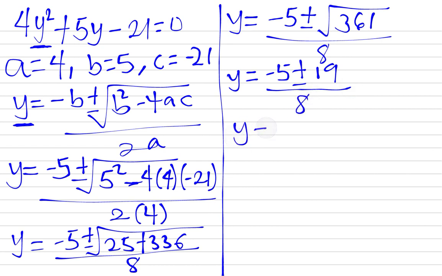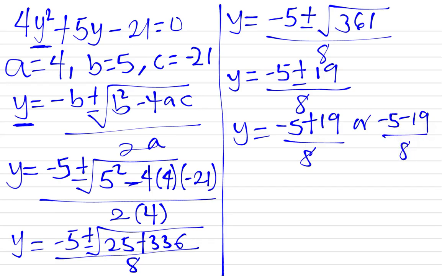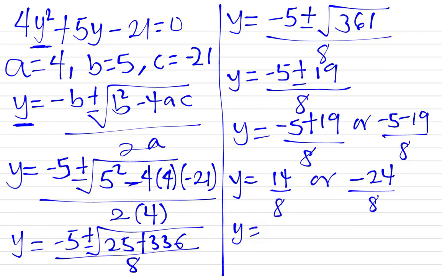That means our y will now become minus 5 plus 19, or minus 5 minus 19, all over 8. So y equals minus 5 plus 19, which gives us 14 over 8, or minus 5 minus 19, which gives us minus 24 over 8. That now becomes y equals 7 over 4, or minus 3.